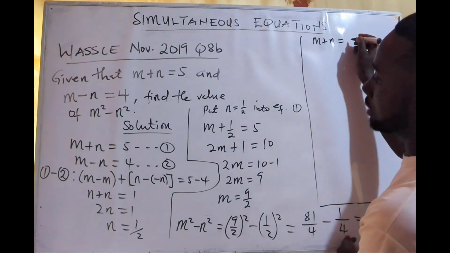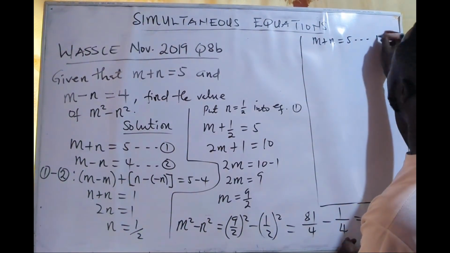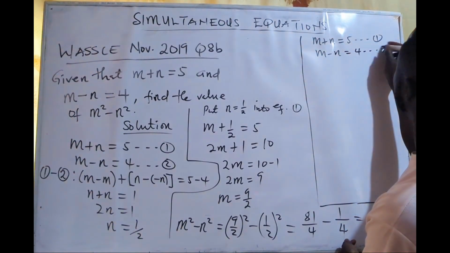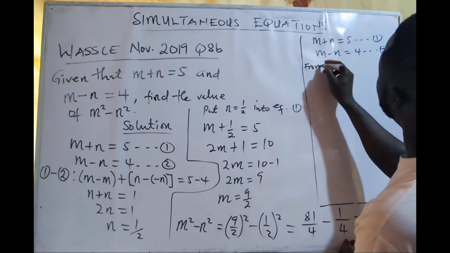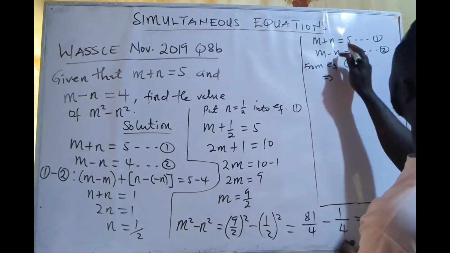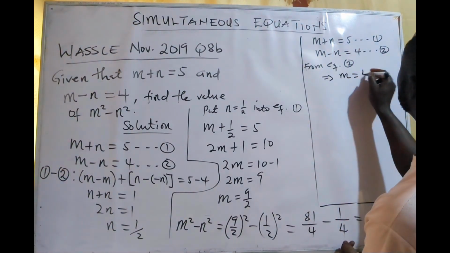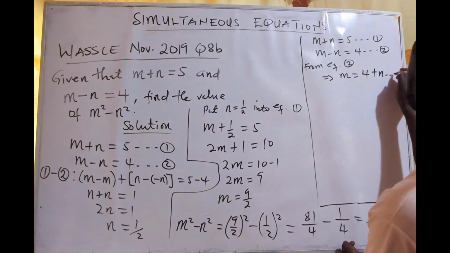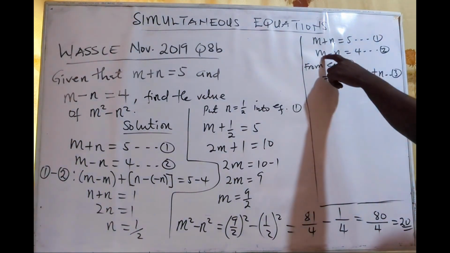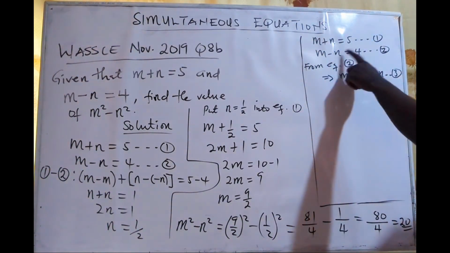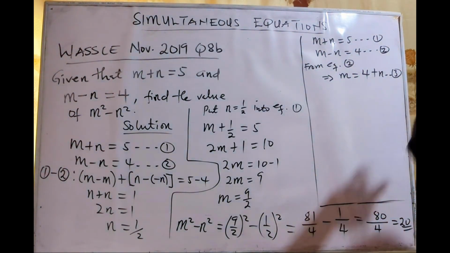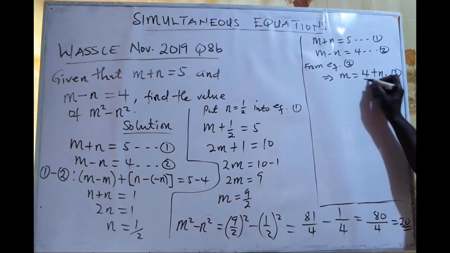m plus n is 5, equation 1. m minus n is 4, equation 2. From equation 2, my m can be 4 plus n, and let me call this equation 3. So I can make m the subject from equation 2, and my m will be equal to 4 plus n. Let me call this one equation 3. So this is my expression for m.